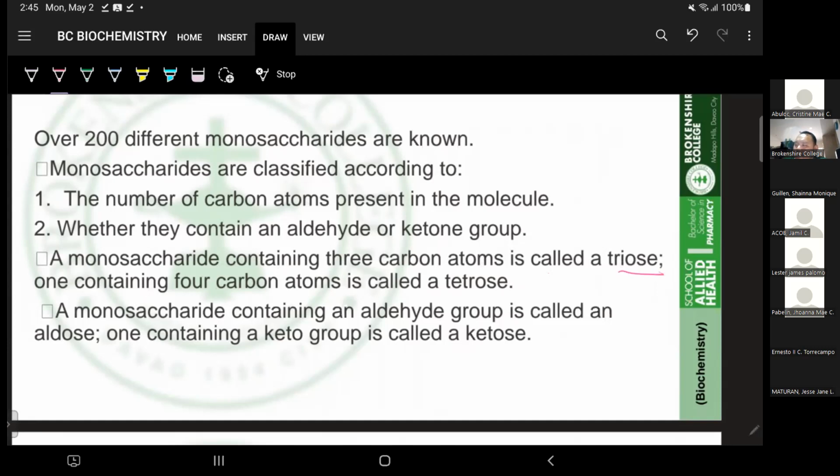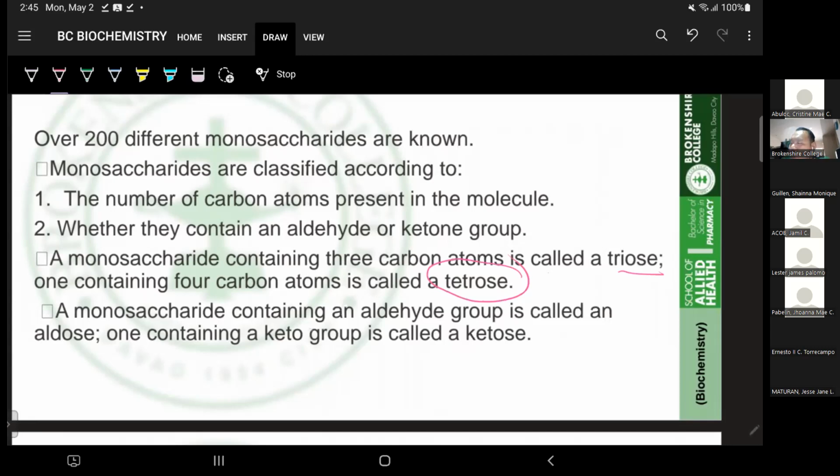One containing 4 carbon atoms are known as tetroses. Then trioses, tetroses, pentoses, hexoses, and heptoses for number 7. Then what about 8 carbon, 9 carbon, and 10? Can you check on the net? There are available tables which represent the classification of monosaccharides based on the number of carbons.